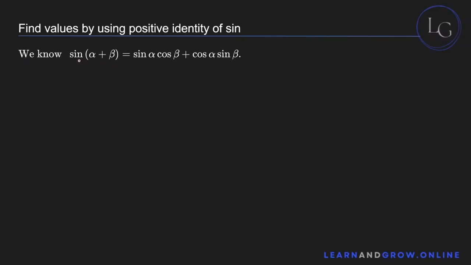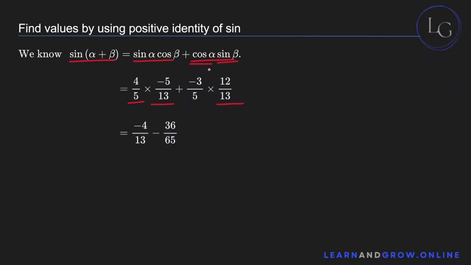Now, we know that sine alpha plus beta is equal to sine alpha cos beta plus cos alpha sine beta. So you can now basically just multiply the values that you found. We already know that sine alpha is 4 by 5. We found out that cos beta is negative 5 by 13. We already know that sine beta is equal to 12 by 13, and we found out that cos alpha is equal to negative 3 by 5. Once you do all the multiplications and the calculations, you end up with 56 over 65. And that is the value of sine alpha plus beta.